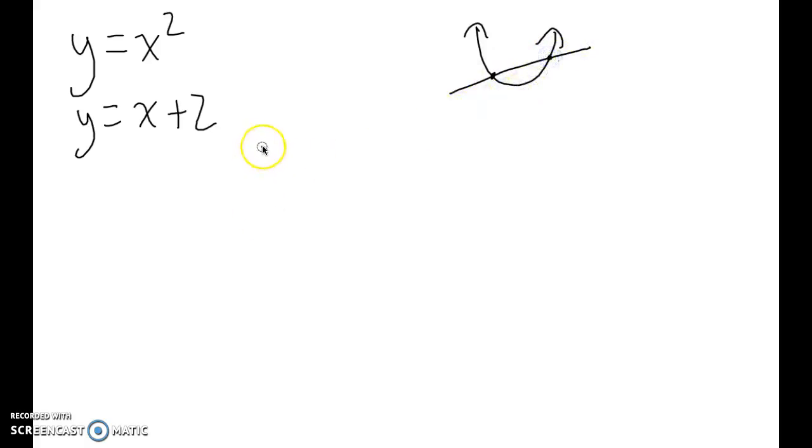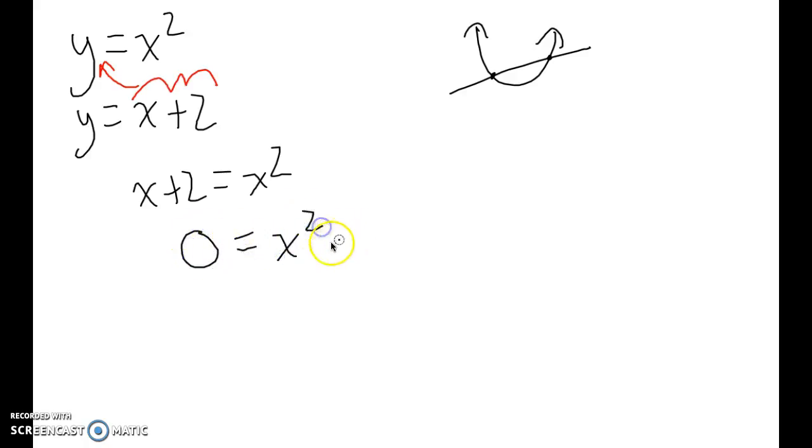I could also use elimination or substitution. So I'm going to show you substitution since this is the same video. With the same logic from before, if y is equal to x squared and y is equal to x plus 2, I can think of y as just x plus 2. And so I could rewrite my equation, x plus 2 equals x squared. Now, if you're foggy on how to solve quadratics or you've never seen it, just come back to this video after you're a little more familiar with it.